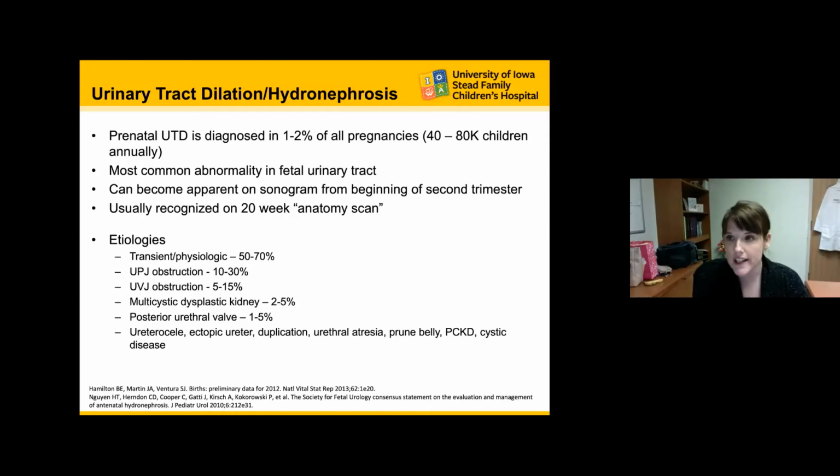As you know, possible etiologies of prenatal hydronephrosis are listed here. When I talk to parents, I break it down into transient or physiologic hydronephrosis, which we don't really know the cause of. Potentially, some kind of mild obstruction within the urinary tract or some kind of kink or bend that eventually resolves on its own, versus obstructive uropathy like UPJ obstruction, UVJ obstruction, ureteroceles, things that don't go away over time, and then also vesicoureteral reflux.